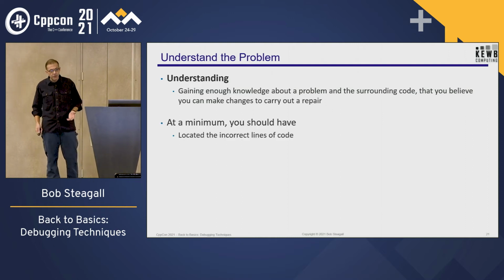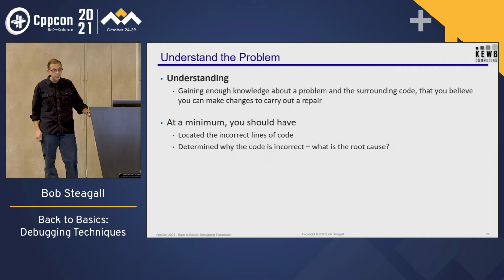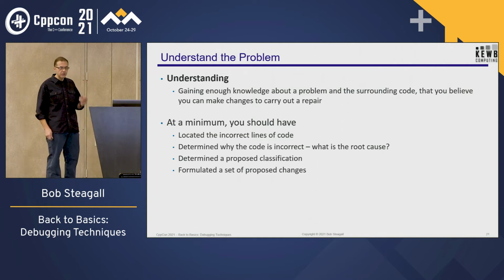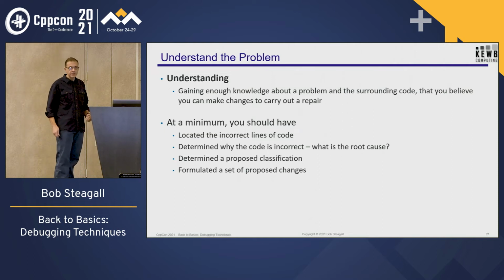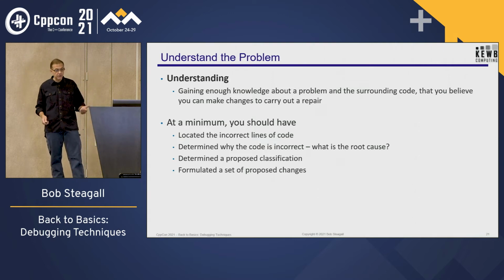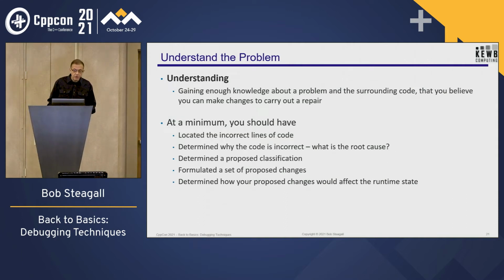So at a minimum, you should think at least that you've located the incorrect lines of code, determined why the code is incorrect, not just that it is incorrect, but why is it incorrect. Determined what you think is the classification or the category of the problem, and formulated in your mind or on paper or the whiteboard some set of proposed changes to the code that you think is going to fix the problem. And importantly, determined how your proposed changes would affect the runtime state of the code, right?